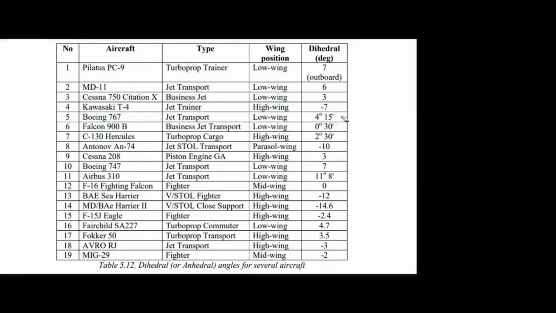So you can see almost in all the high wing, there will be a dihedral. In all the low wing, there will be a... sorry. The angle above means positive, below means negative. So this is dihedral, and this is anhedral, which is negative. In all the low wing, there will be a positive value. In all the high wing, there will be negative values almost.